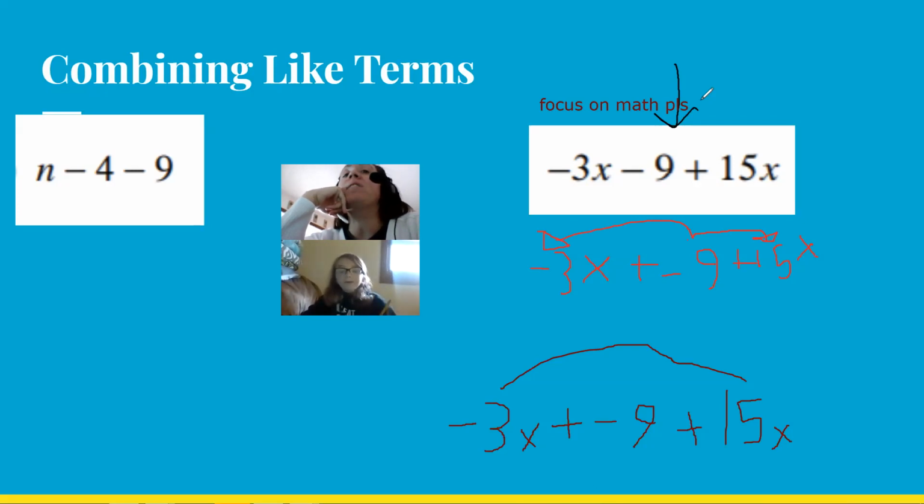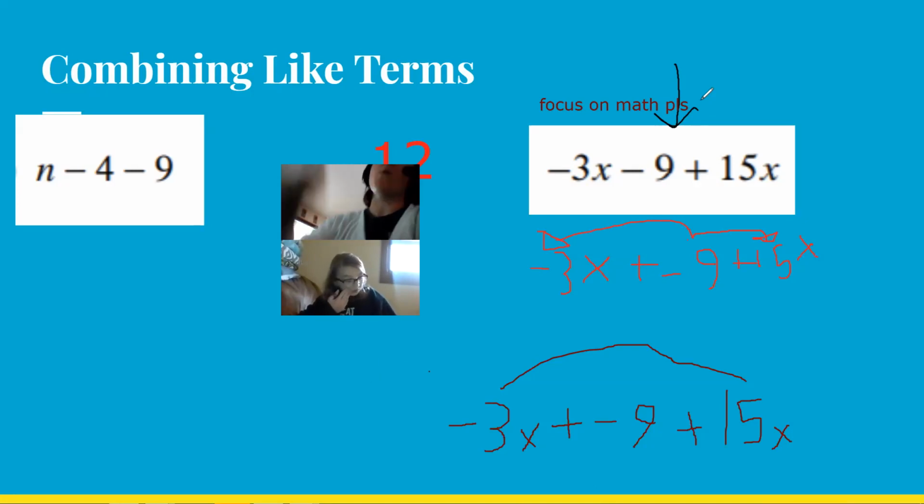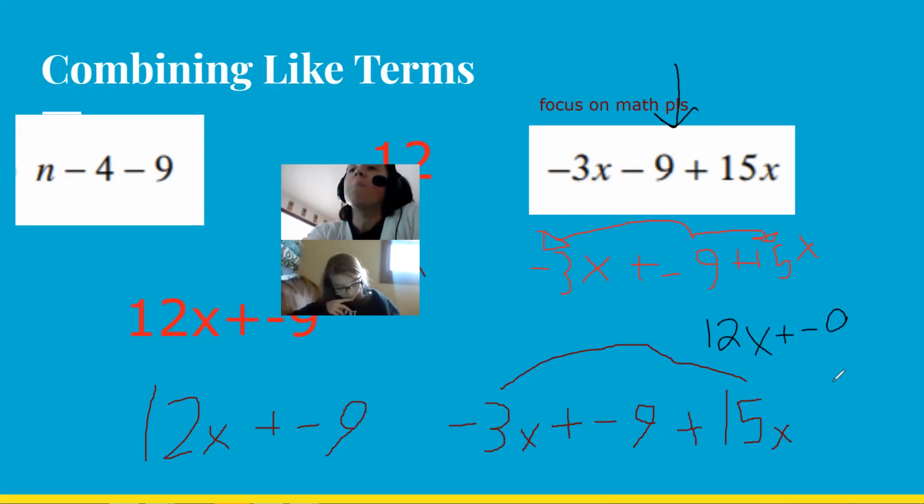That would be like if Cece lost 3 blankets, but then someone gave her 15. Yeah, that would be 12. Good. So we'll have 12x plus -9 as our final answer. And you can tell we really didn't need the 9 to be a negative, but it helps to see it that way. It just does help.